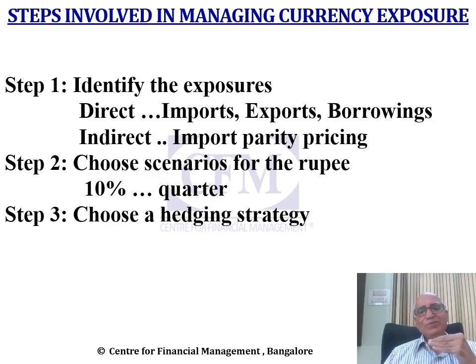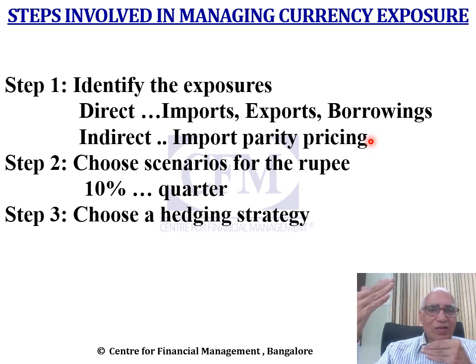There are three broad steps involved in managing currency exposure. Step 1, identify the exposure. Direct exposures arise on account of imports, exports, and borrowings in foreign currencies. Indirect exposures arise on account of import parity pricing. Even though a firm may not be exporting or importing, the prices of the goods that it produces and sells in the domestic market will be influenced by the prices of similar goods in international markets. For example, a steel company in India which produces only for the domestic market is exposed to the risk of fluctuation of steel price internationally.